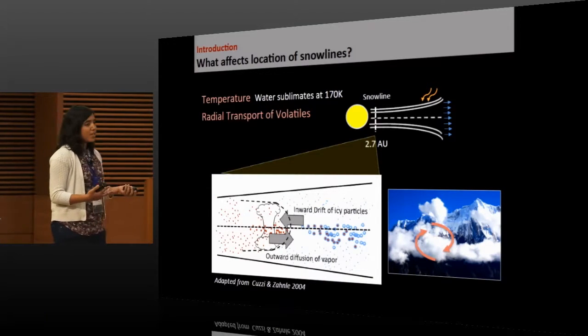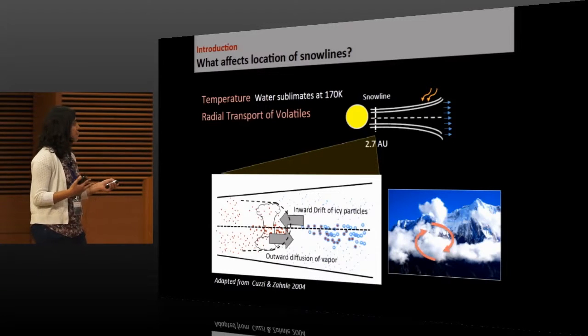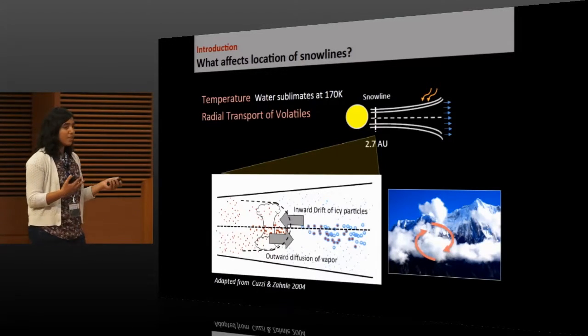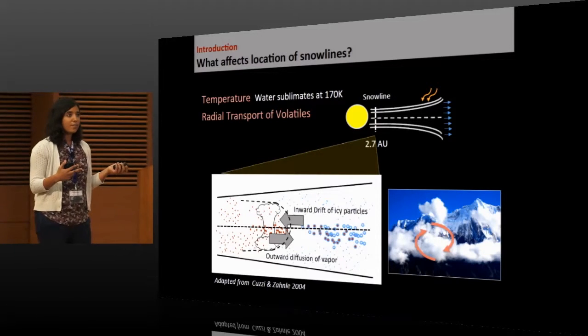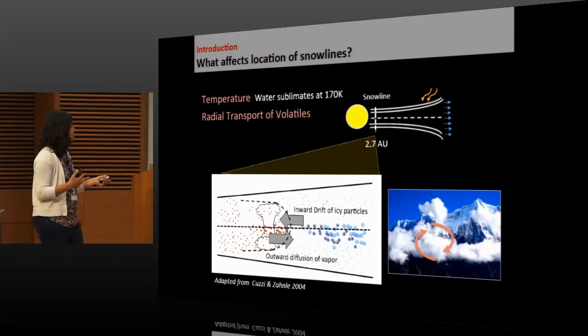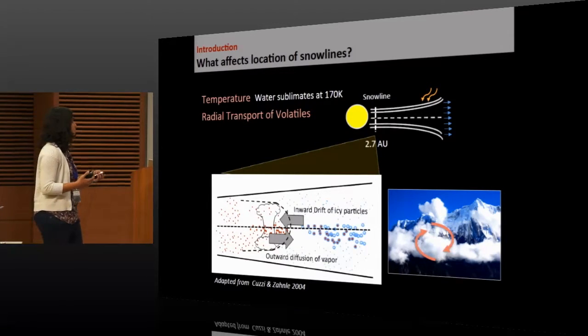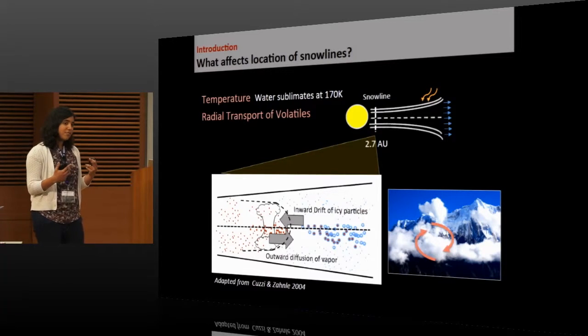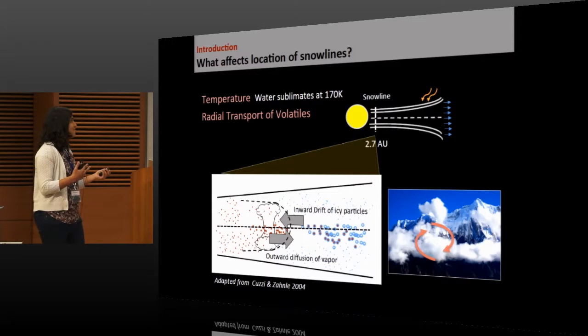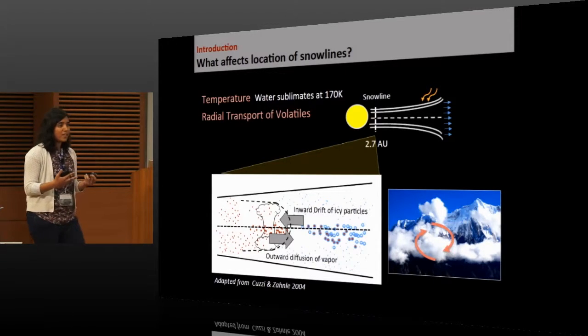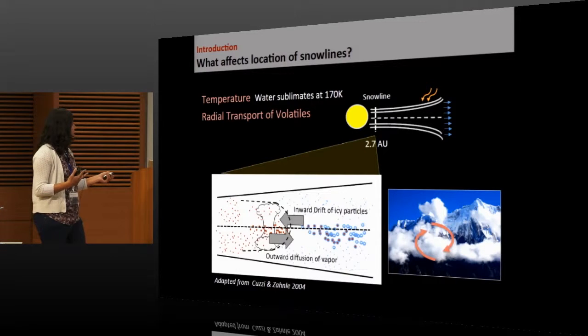What do I mean by radial transport of volatiles? There could be different types of volatile processes happening across the snowline. You could have a continuous outward diffusion of vapor outside the snowline, and then an inward drift of icy particles, which orbit at a different frequency than the pressure-supported gas, and because of which they would spiral inwards. Upon reaching the snowline, they would melt, so you would have a cyclical transport of water vapor outside and inside the snowline.